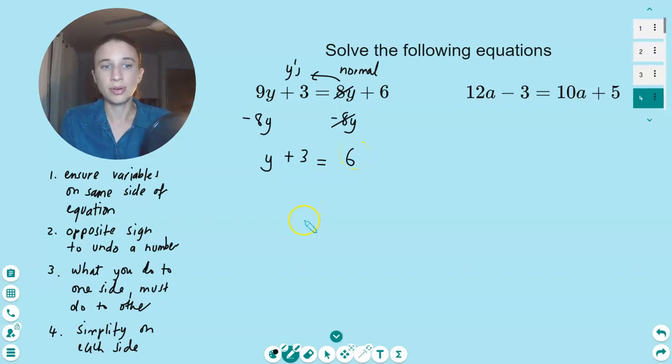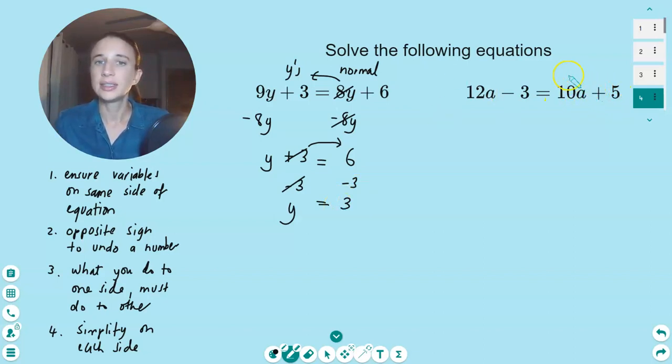Now, remembering that we need to get the y's on one side and the normal numbers on the other, how can I get that 3 over to the normal side? Opposite of plus 3 is take 3. What I do to one side, I do to the other. 3 take 3 is 0. We're just left with y on that side. 6 take 3 is 3. We've found an answer.